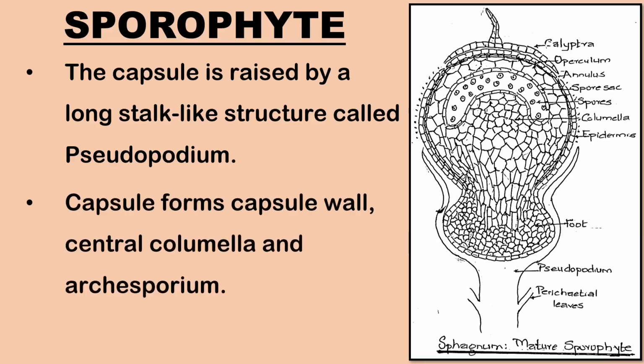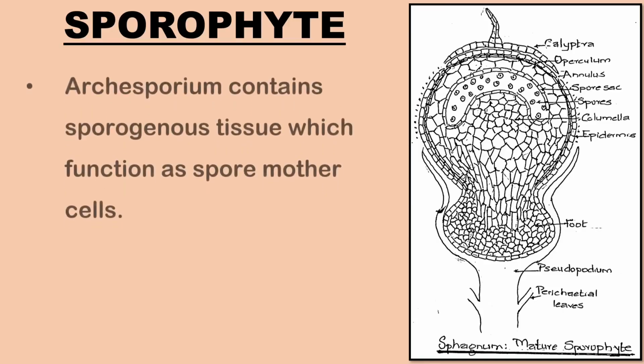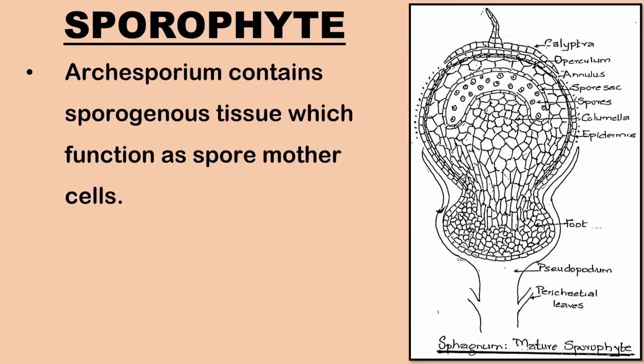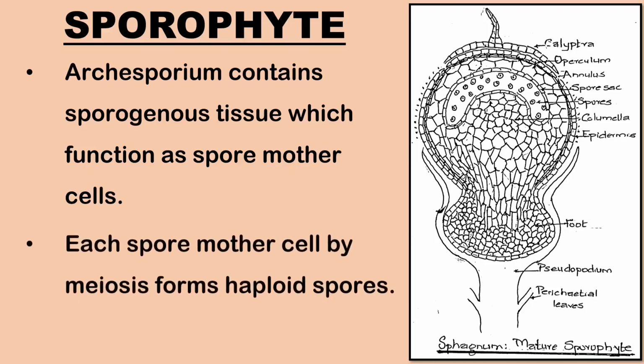The capsule forms a capsule wall, central columella, and archisporium. The archisporium contains sporogenous tissue which functions as spore mother cells. Each spore mother cell undergoes meiosis to form 4 haploid spores.